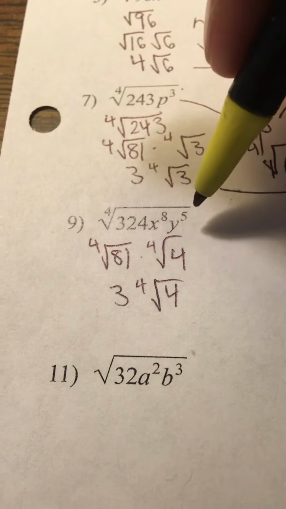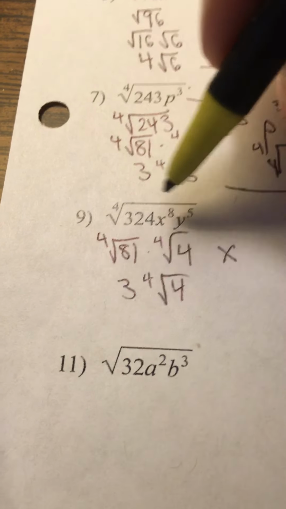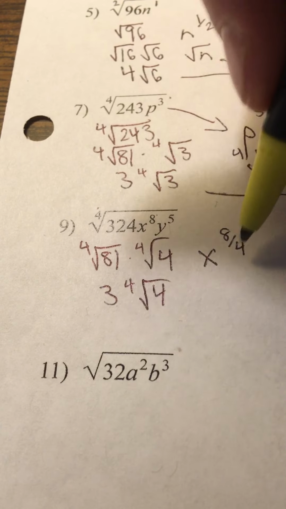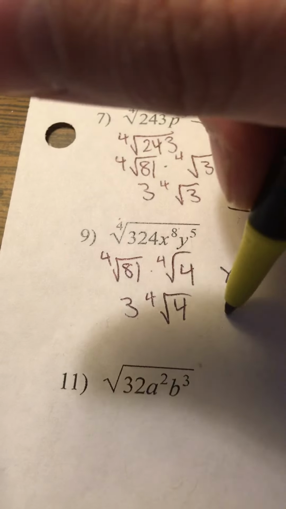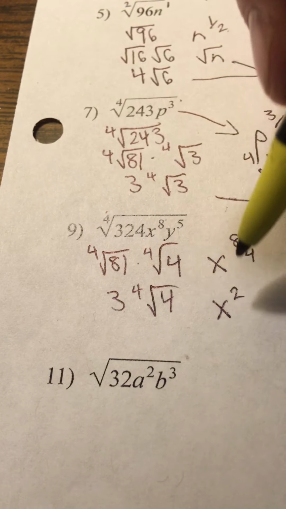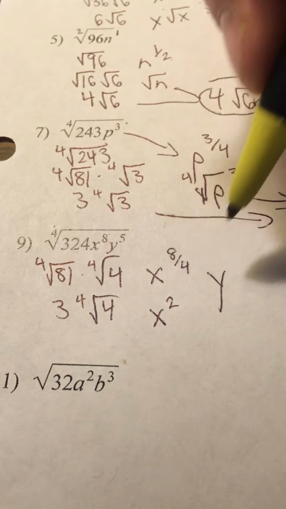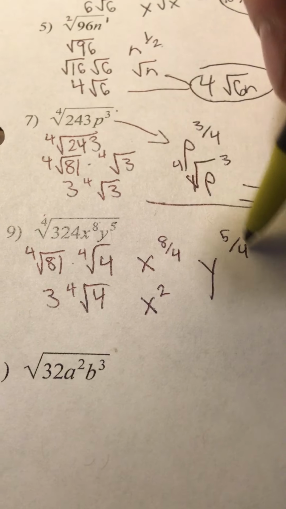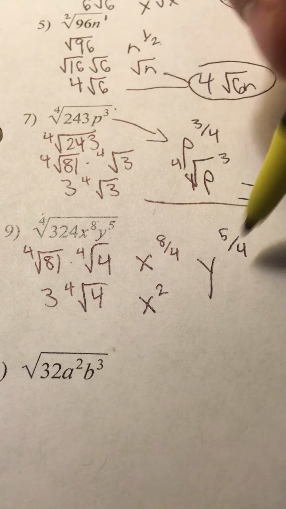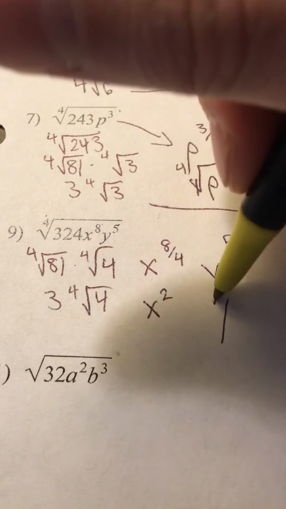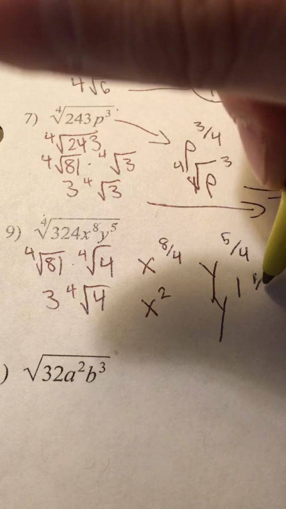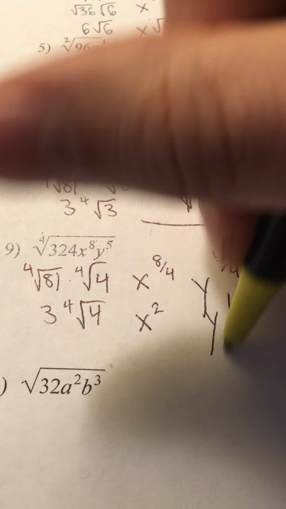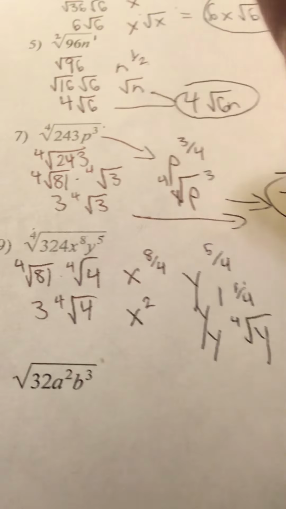But now I have to do each of the variables separately. So I'm going to start with x. X to the, this is what over what? 8 over 4. And that one I can divide. What's 8 divided by 4? It's just x squared. So no fraction left there, so that's not going to go under a root. And then y's, y to the 5 over 4. This one I can divide. It's an improper fraction, so I'll get y to the 1 1/4. So y to the 1, that's just going to be a y on the outside, and then y to the 1/4, so this is like y, and then 4th root of y.